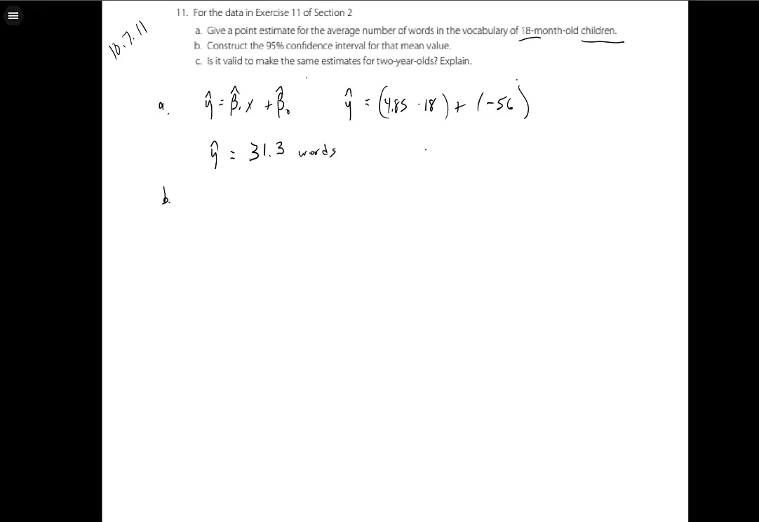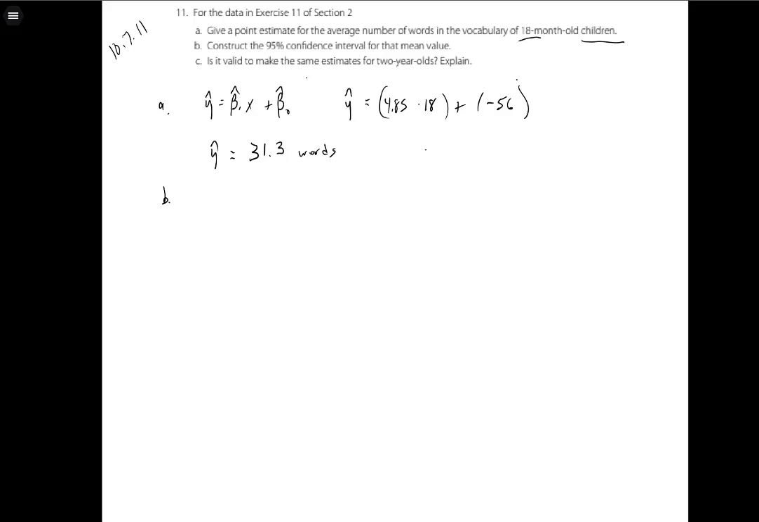All right, B, construct the 95% confidence interval for that mean value. So we've been looking at in A, the whole point of this is the average number of words in the vocabulary of 18-month-old children. So across 18-month-old children, that average. So we're looking at the confidence interval on that mean. So that's the mean value across there. We talked about two different types of confidence intervals for point estimates in this section. So this is the confidence interval on the mean.